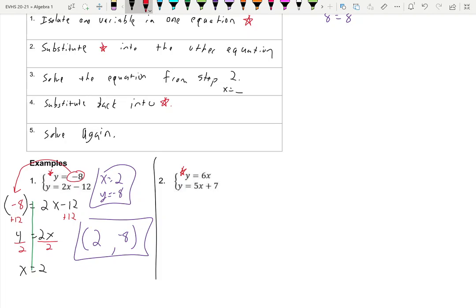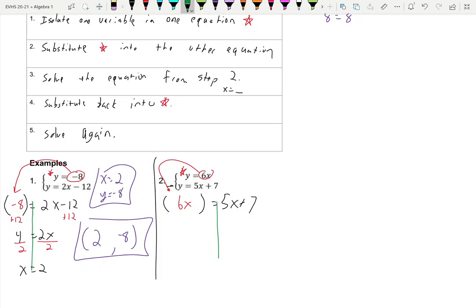Okay, step 2, substitute into the other equation. So that's my bottom equation. I'm going to replace the y with a set of parentheses equals 5x plus 7. And I'm going to take this 6x and substitute it in. So now I've got 6x equals 5x plus 7.